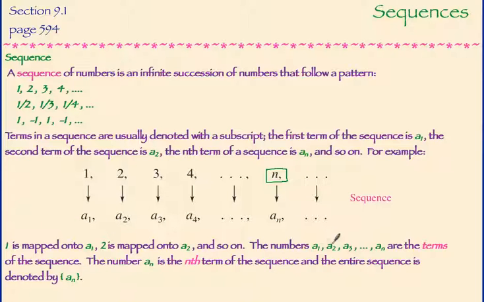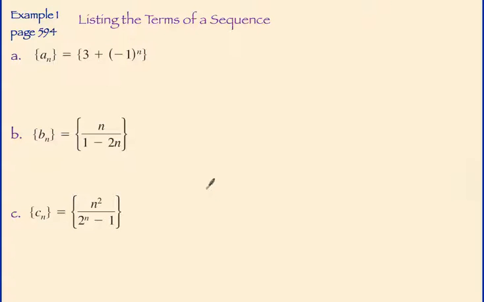The numbers a sub 1, a sub 2, a sub 3, all the way to a sub n are the terms of the sequence, and the number a sub n is the nth term of the sequence, and the entire sequence is denoted by these little brackets, a sub n. That would denote our sequence. Okay, so that's just some terminology to get out of the way. Now let's list the terms of a sequence, starting with a sub n. The sequence a sub n is, this would be the nth term.